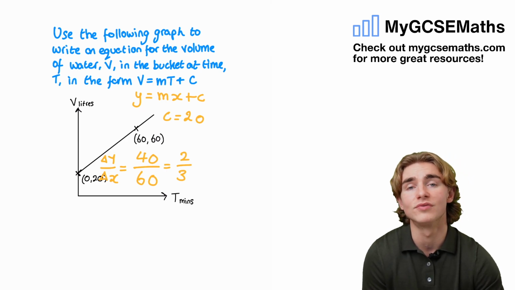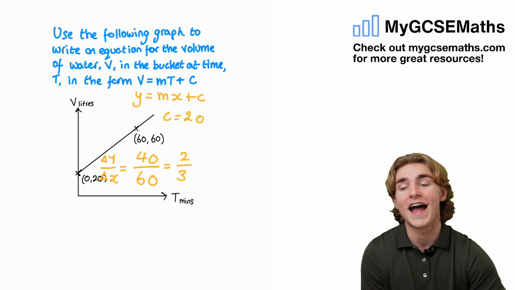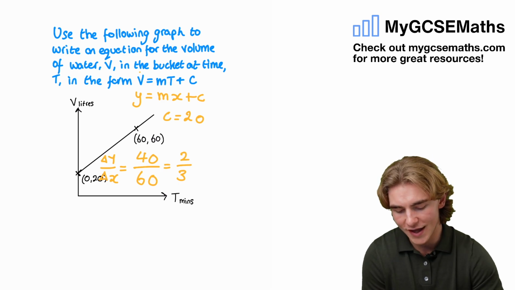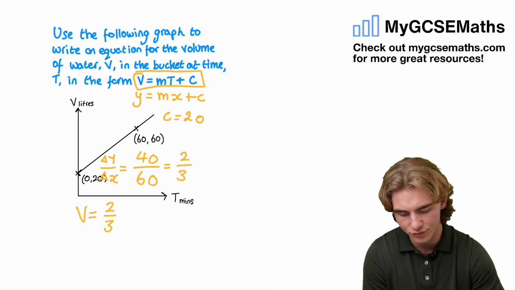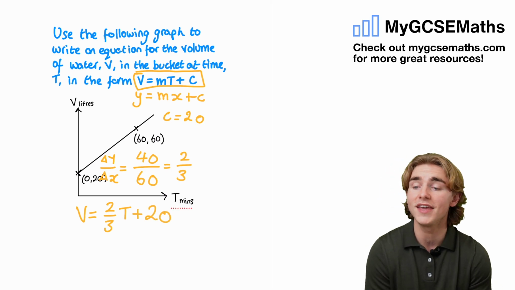Final step, guys, we're going to substitute our values for the gradient and the y-intercept into our equation, v equals mt plus c. So we're going to have v equals, m is going to be the gradient, 2 over 3, then we have our t plus our y-intercept of 20. We get our answer, guys, v equals 2 over 3 t plus 20.